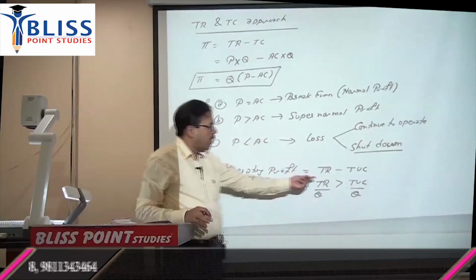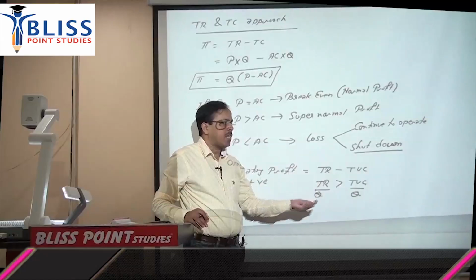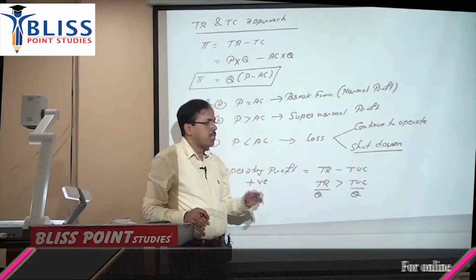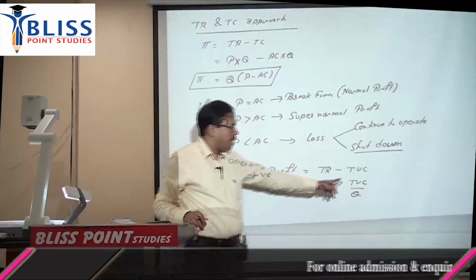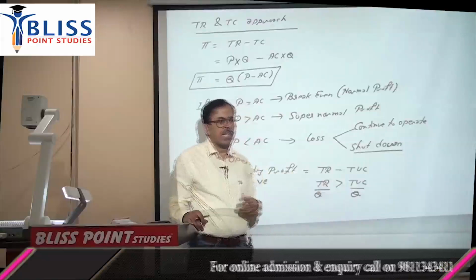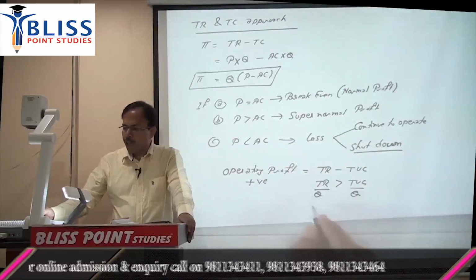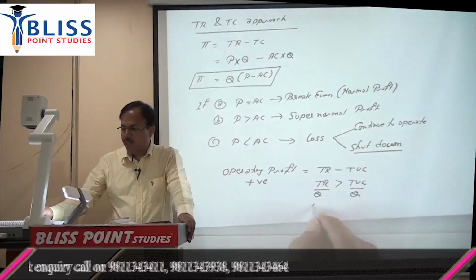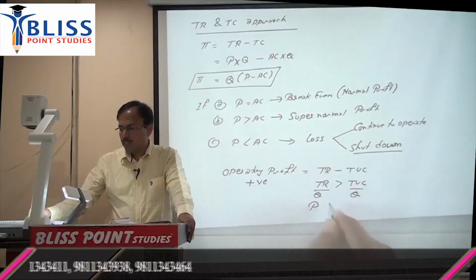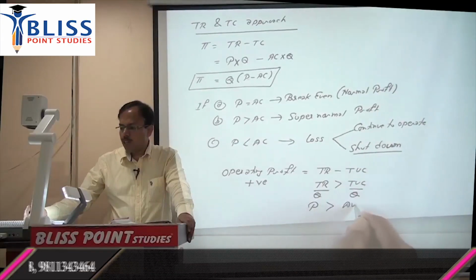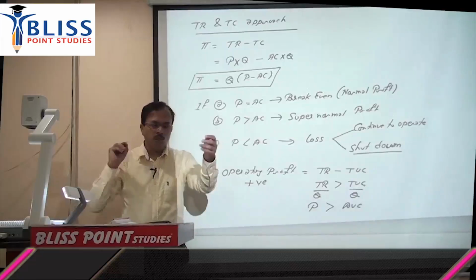If I divide total revenue with quantity, I will get average revenue. टोटल को क्वांटिटी से डिवाइड कर दिया, एवरेज आ गया. वैसे टोटल वेरिएबल कॉस्ट को Q से डिवाइड किया, you will get average variable cost. So total revenue upon quantity is average revenue, and average revenue is price. So P greater than average variable cost.